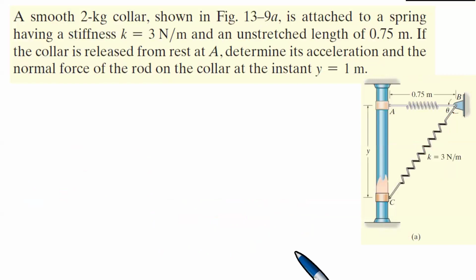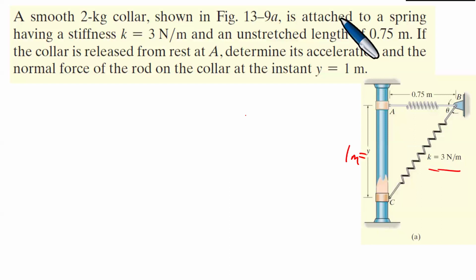Okay, let us look at this one. A smooth 2 kilogram collar shown in figure 39A is attached to a spring having a stiffness K equals 3 newtons per meter and an unstretched length of 0.75 meters. If the collar is released from rest at A, determine its acceleration and the normal force of the rod on the collar at the instant that y equals exactly 1 meter.